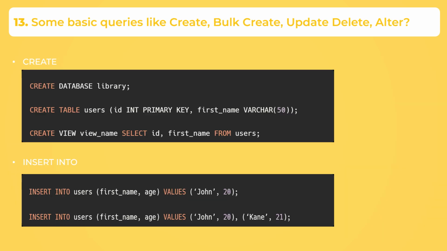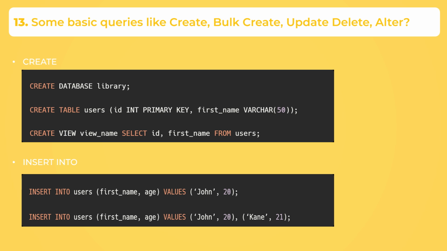Next question is some basic queries like create, bulk create, update, delete and alter. Take example of create. Create query is basically used to create the database, used to create the table and also used to create the views and indexes. So create database named library. Another one is create table users, ID of type integer applying the primary key constraint, first name with varchar 50. Next one is create view, select ID and first name column from the users table.